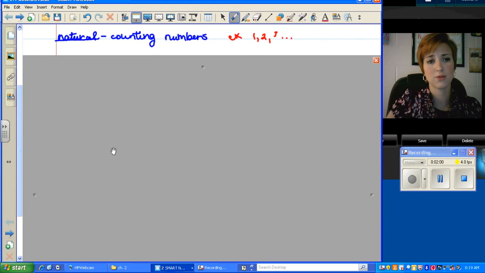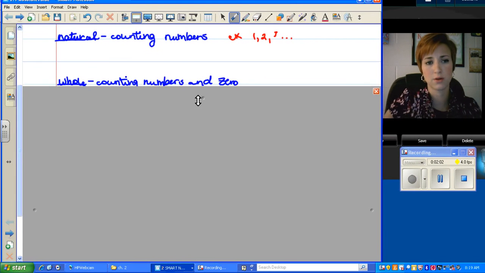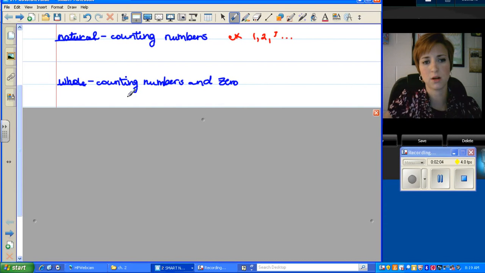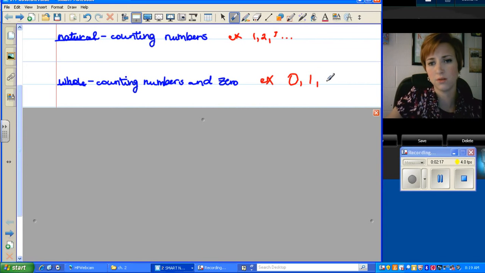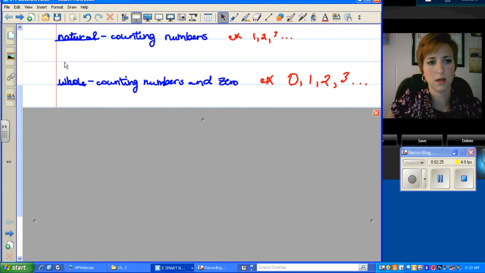Now after natural numbers are our whole numbers. Whole numbers are our counting numbers and 0. So how the first group started with 1, 2, 3, the second group is going to start with 0, 1, 2, 3, dot, dot, dot. So it's natural numbers plus 0.